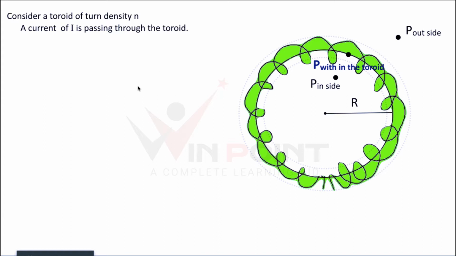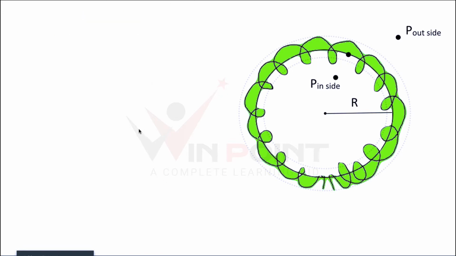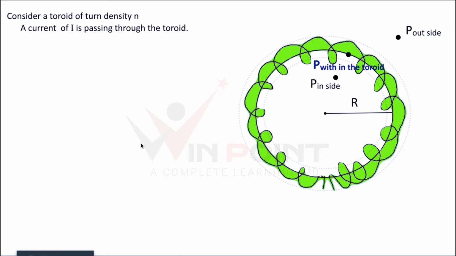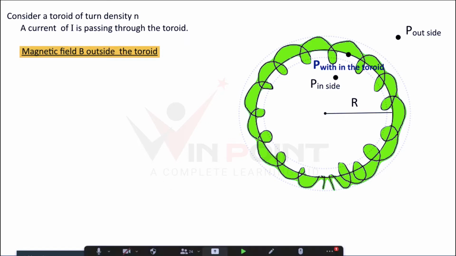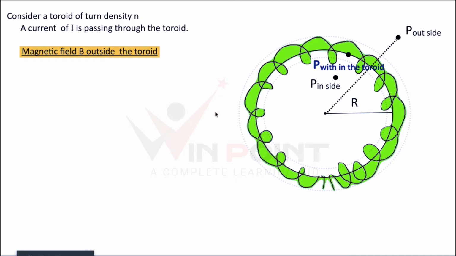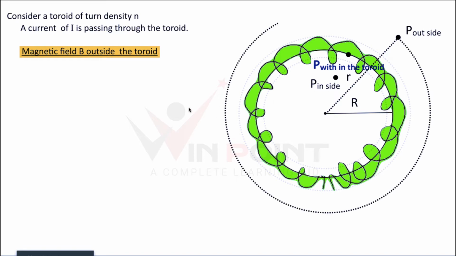First we are going to find the magnetic field B outside the toroid. For finding the magnetic field, what is the first step? We need to consider an Amperian loop. That Amperian loop should pass through that point. The radius of that Amperian loop is small letter r. This is our Amperian loop.